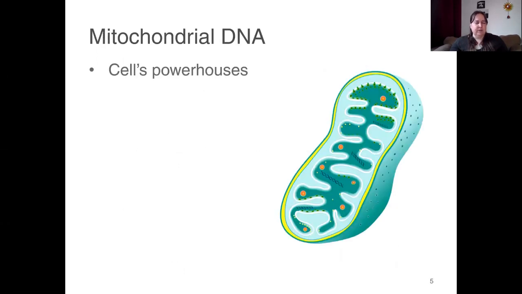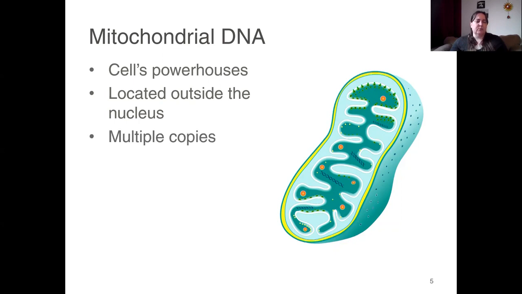The other type of DNA that we talk about is mitochondrial DNA. Mitochondrial DNA is found in the mitochondria in your cells. Mitochondria are the cell's powerhouses where sugar is converted into energy. Mitochondria are located outside of the nucleus of the cell, and there are actually multiple copies of mitochondria within each cell. Mitochondria, interestingly enough, actually have their own DNA.